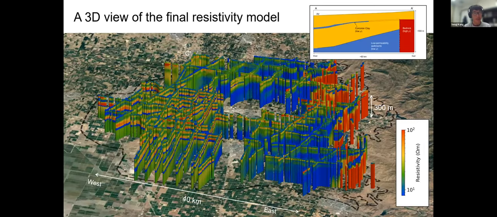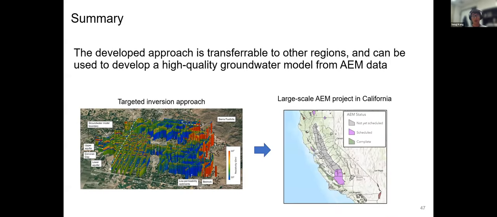And at the end, we can have a three-dimensional view of the final resistivity model, which looks like this. You can see the quark-gluon clay, which divides the upper and lower aquifer, and the top of the bedrock imaged here. And at the end, we compared the estimated geometry of the quark-gluon clay with the existing groundwater model, and they were quite compatible. If you're interested, I could show it after the session, but I'm not going to go there.